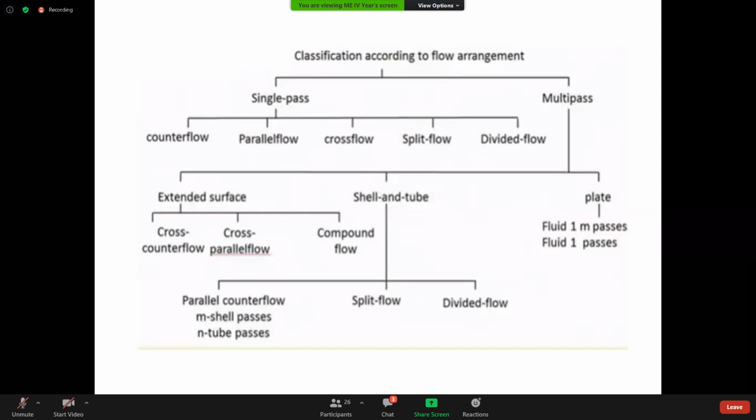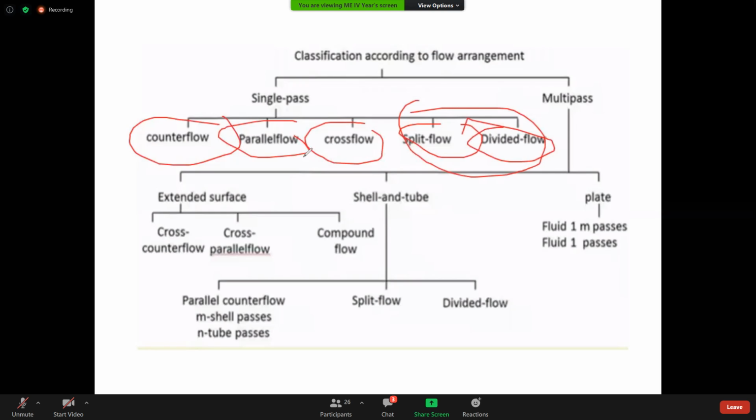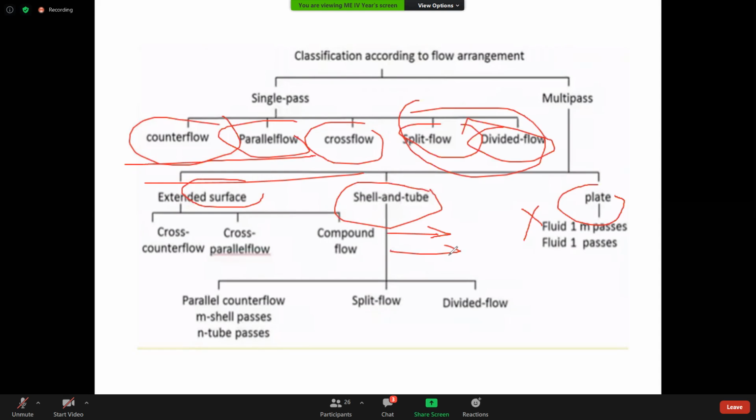The classification according to flow arrangement: single pass or multi pass. Single pass includes counter flow, parallel flow, cross flow, and divided flow. Only these three we talk about at undergraduate level. Multi-pass could be extended surfaces or fins, shell and tube, plate type. Plate type is not in your syllabus, but shell and tube is, single pass and multi-pass. Counter flow, parallel flow, and cross flow are important for you, along with shell and tube heat exchangers.